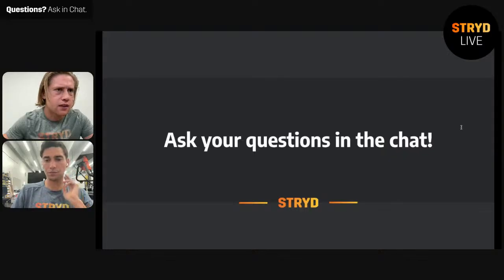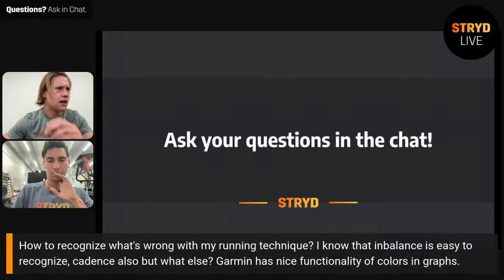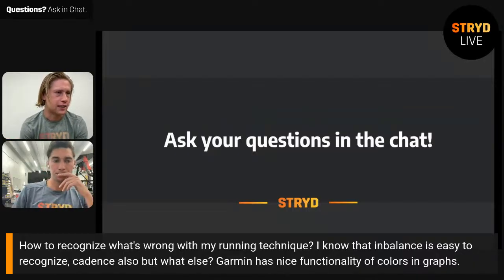And here is a question from Echelon that says, how do I recognize what's wrong with my running technique? I know that imbalance is easy to recognize, cadence, but what else? Garmin has nice functionality of colors in the graphs.